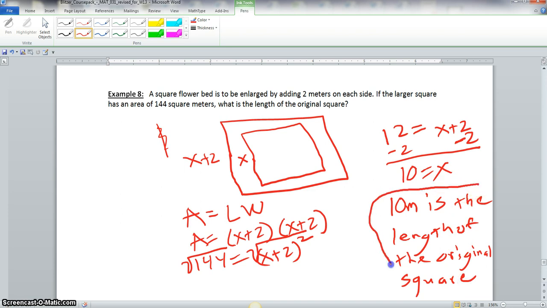So this would be your final answer, because it didn't ask you for the area, it just said what is the length of the original square. So 10 meters is the length of the original square.